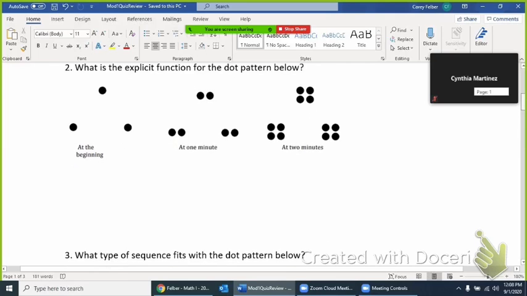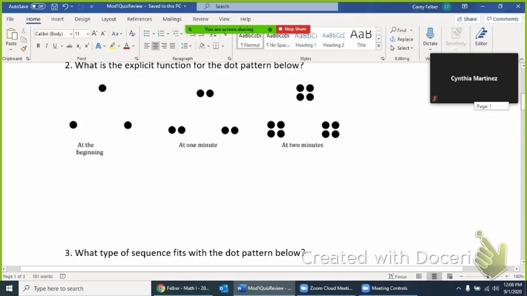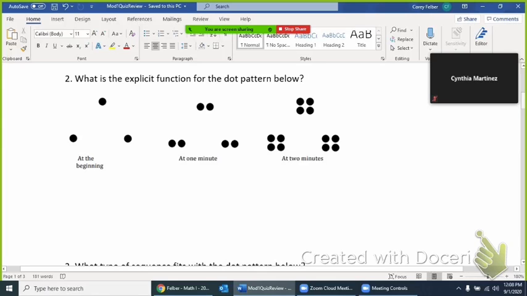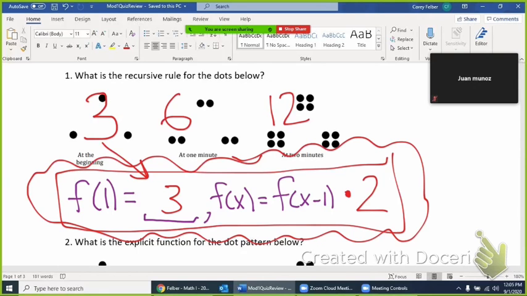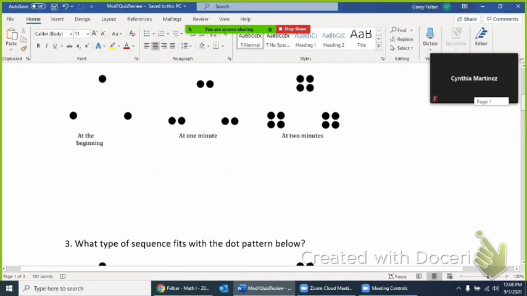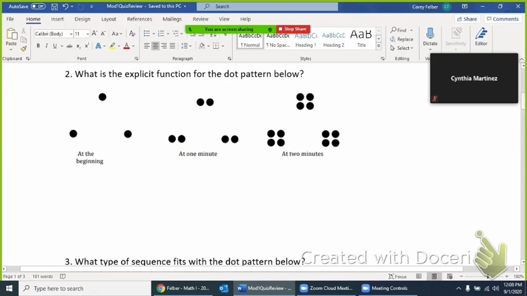Now it's saying, same pattern, but it wants to know what the explicit function is now. So not the recursive, but the explicit. Let's see here. So let's scroll down. Oh wait, we're here. If you guys remember the explicit ones, they don't need the starting point. We just need the first amount of dots, and then we need the pattern.